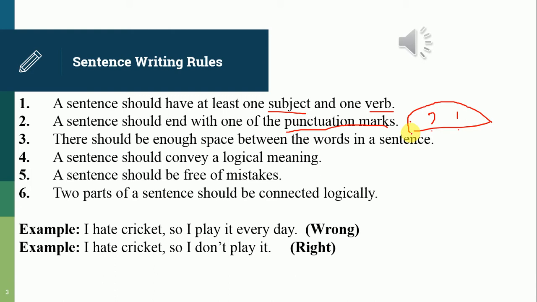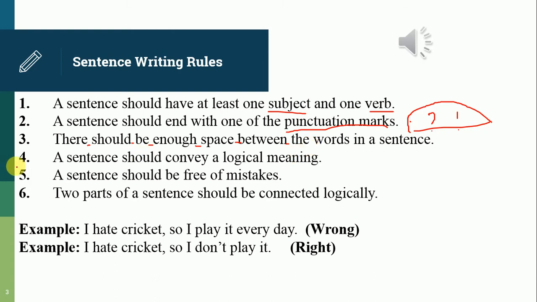Number three, there should be enough space between the words in a sentence. If you are writing a sentence, you should pay attention to the space. You don't have to link these words, right? For example, look at the space here among these words. There is "there", and then space, there is "should", there is "be". You don't have to write the words together. There should be enough space so that one word is separated from another word.